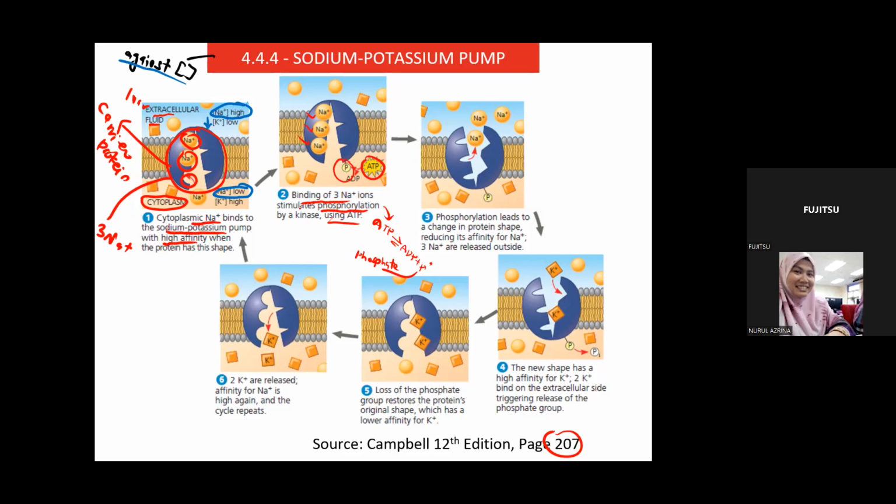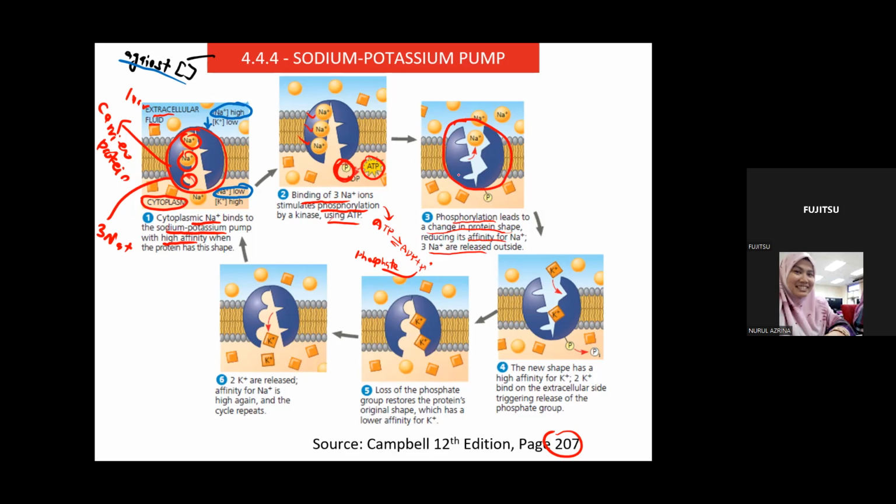Okay. So the binding of 3 sodium ion stimulates phosphorylation by kinase, okay, a kind of enzyme, kinase using ATP. So what happened to the ATP? So you can see phosphorylation leads to the change in the protein shape, reducing its affinity for sodium ion, and then 3 sodium ion will be released outside. Okay. So bila ATP tu pecah, you can see ATP tu akan bind dekat protein tu. So bila ATP bind dekat protein tu, dia pump, you can see the shape of the protein will change like this. Dia akan berubah. Okay.